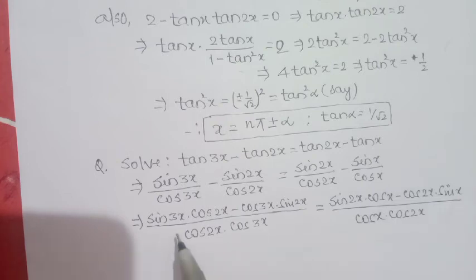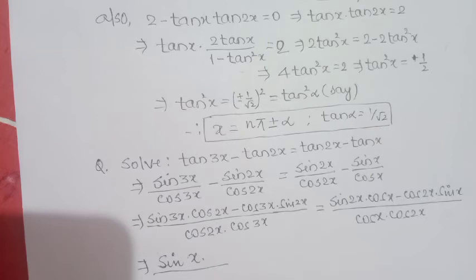See, both numerators are according to the formula of sine a into cos b minus cos a into sine b. So it should be written as sine of a, meaning 3x, minus b, meaning 2x. Sine 3x minus 2x means it should be sine x divided by cos 2x into cos 3x.